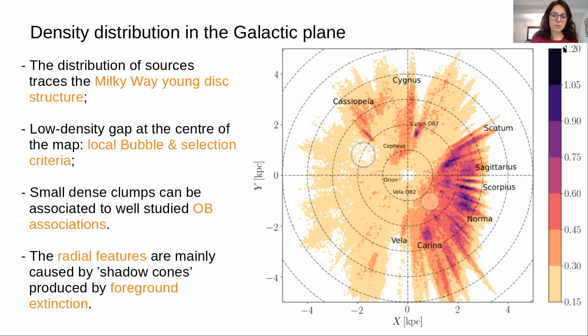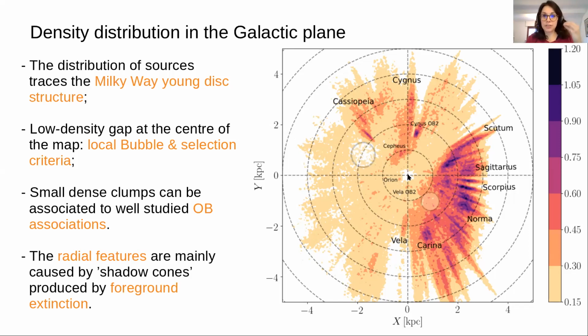And by doing so, by obtaining distances, we can obtain a density distribution of sources in the galactic disk. And this is what the density distribution looks like. So here the light yellow contours correspond to regions with low density, and the dark regions correspond to regions of high density.